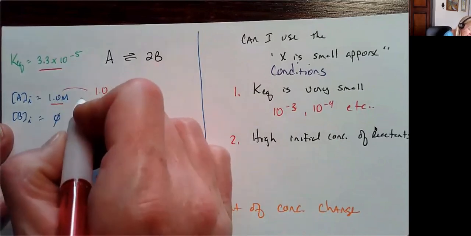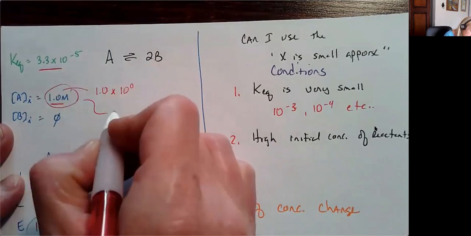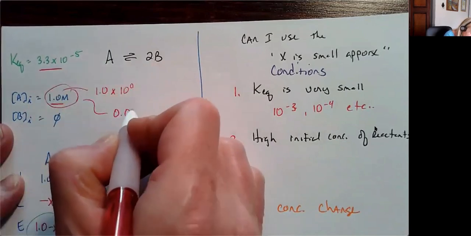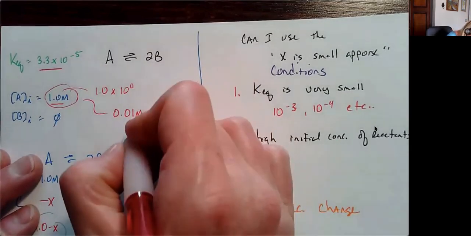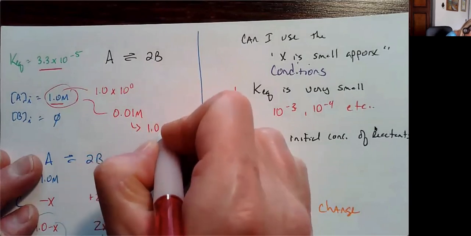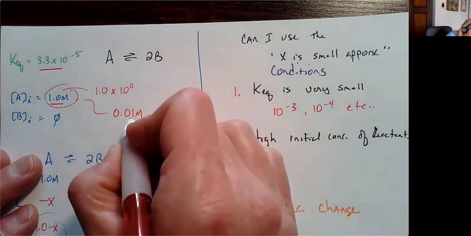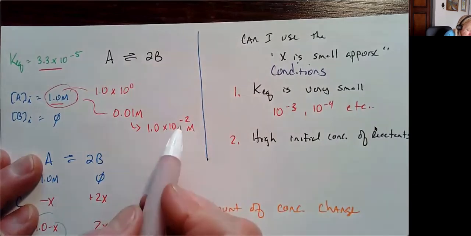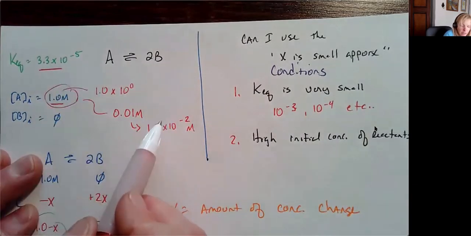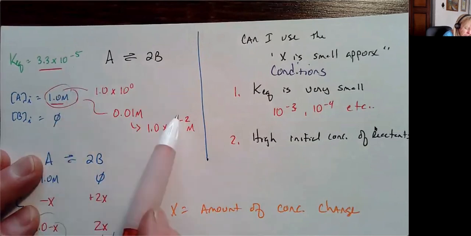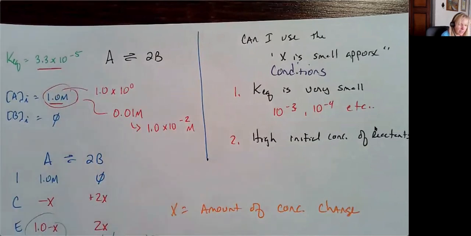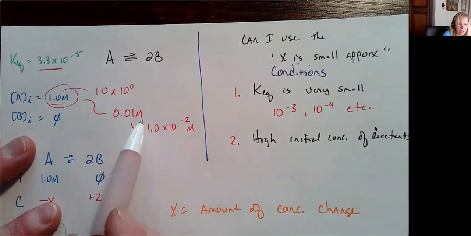If my A value, if this here was instead 0.01 molar, now I'm going to be iffy because this is not very large. And so if I convert this to scientific notation, this would be 1.0 times 10 to the minus 2. I'm still 10 to the 3rd apart, so it might be okay. I might still be concentrated enough to where I can use my x small approximation, but I'm right on that cusp, so I'm probably going to check it.